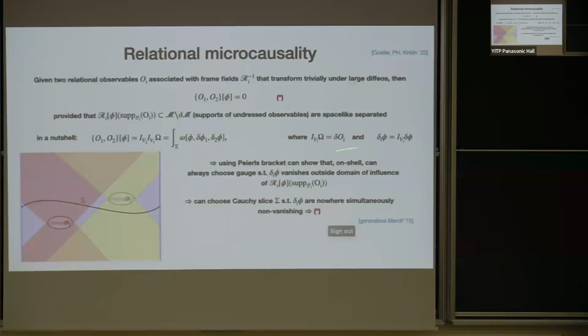So this means the variation associated with the second observable is only non-zero, in a certain gauge, in this yellow area, the other one only in this red area, and then you can always choose Cauchy slices such that this whole thing vanishes.